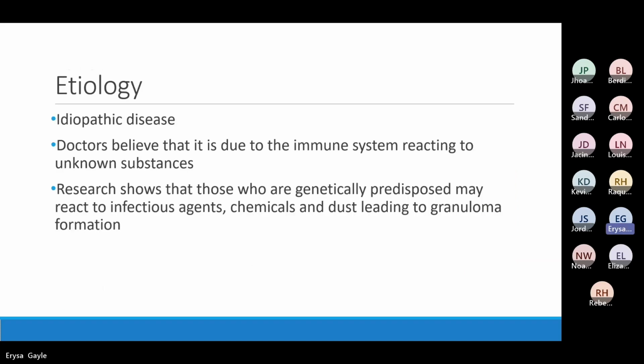So sarcoidosis is an idiopathic disease, meaning that doctors aren't really sure what causes this disease to develop. And although it's idiopathic, doctors believe that it's due to the immune system reacting to unknown substances. And research shows that those who have a close relative that suffers from sarcoidosis are genetically predisposed, and that they may react to infectious agents, chemicals, and dust, which leads to the granulomas forming.